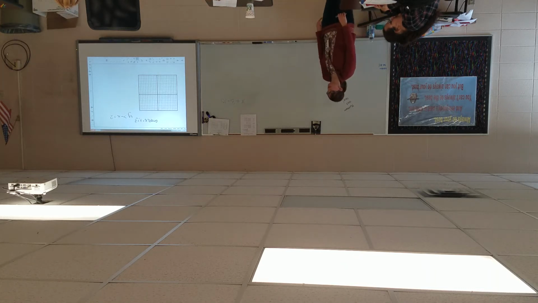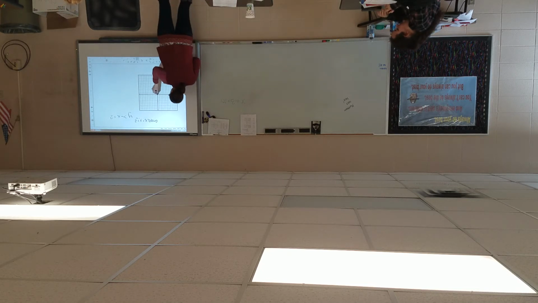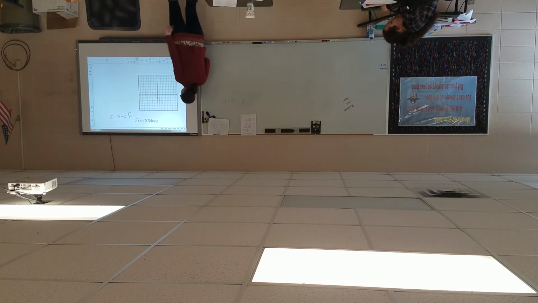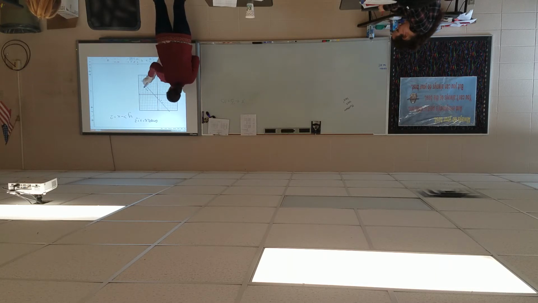Okay, where would I start? At 2. What's my slope? Negative 1. Negative 1, so down 1, right 1, right? Or up 1, back 1? Solid or dashed? Back. Dashed.